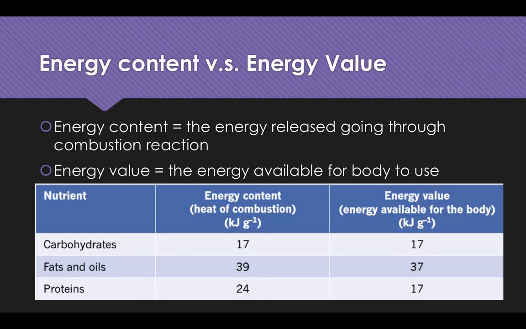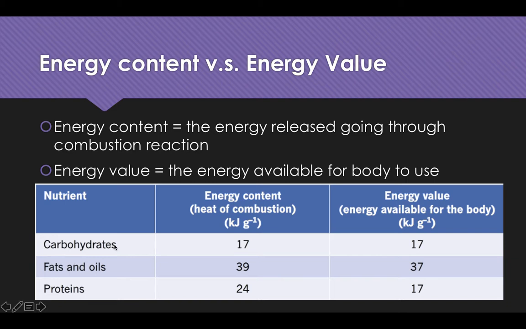Okay, so energy content and energy value are actually 2 different things. When we say energy content, that's the energy released by something going through a combustion reaction. So everything that's burnt, and then the amount of energy released. Basically that's what any food actually has in terms of energy. However, not all of that energy can be used by the body. Therefore, energy value is the actual amount of energy available for our body to use.